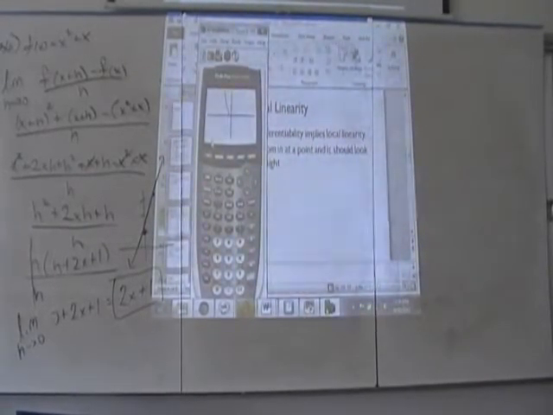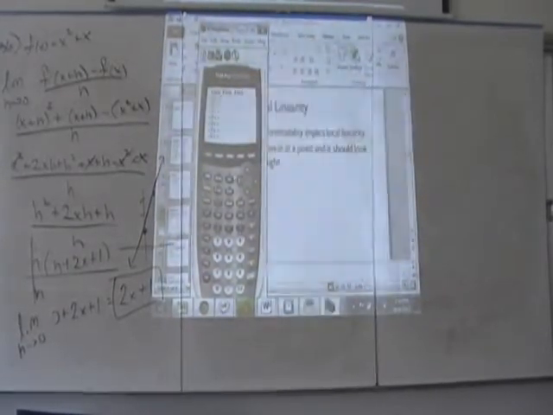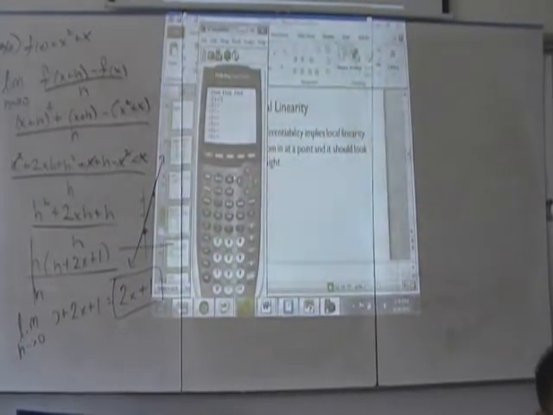Let's go back and change the function. Give me something that is not differentiable. Absolute value of x. Okay, good. Now, the only problem with that is where it's not differentiable is right along the x and y axis, so it might fog up the vision. So let's move it over a little bit.